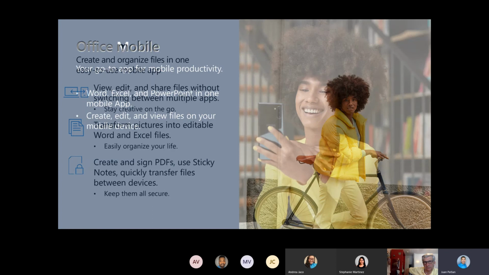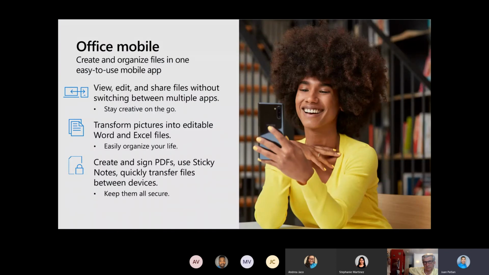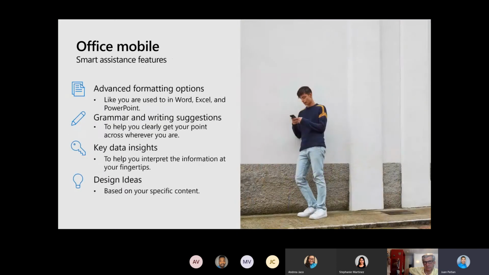With Office, you can choose how to best express your ideas, going online with Word, Excel, and PowerPoint together in one place. Like I said, grab your phone, grab your tablet, grab your computer, and transition easily across all devices. The Office mobile app is available on all mobile devices. It includes AI-powered smart assistants, features that provide advanced formatting options with grammar and writing suggestions, key data insights, and design ideas, as you can clearly see there.